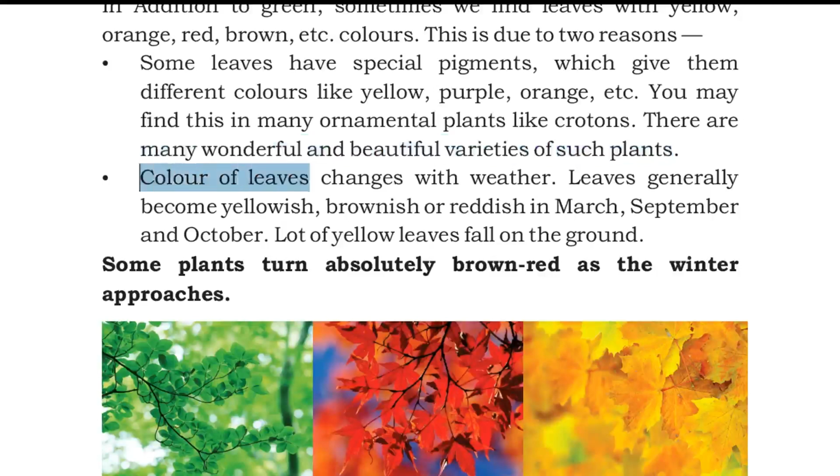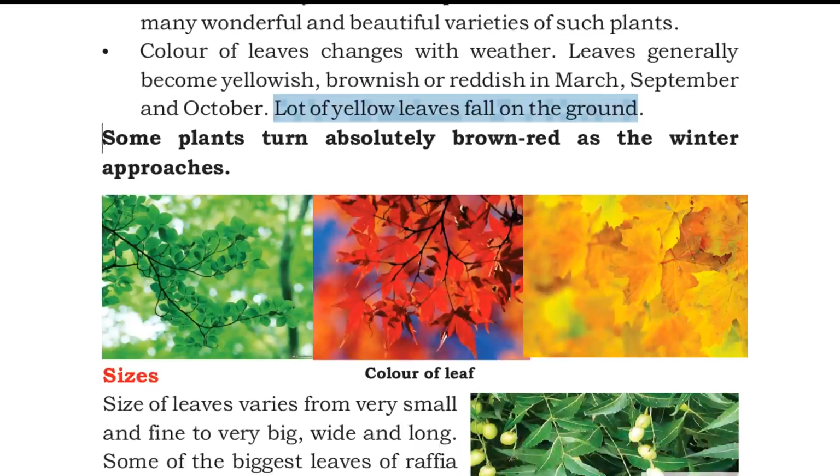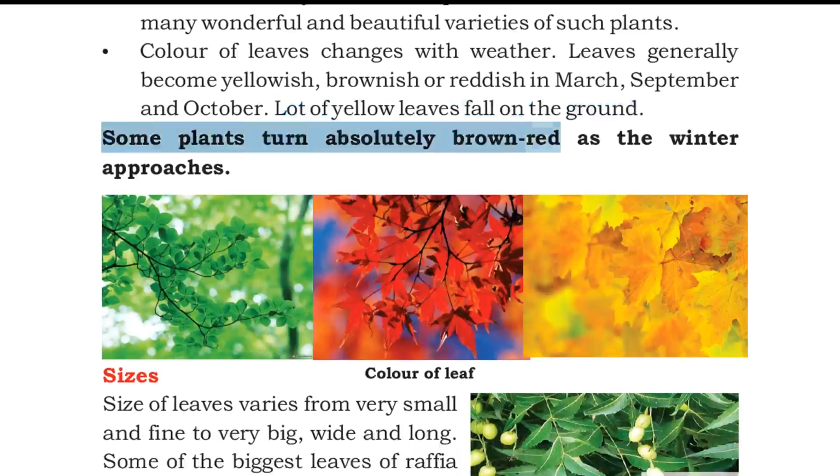The color of leaves changes with weather. Leaves generally become yellowish, brownish or reddish in March, September and October. A lot of yellow leaves fall on the ground. Some plants turn absolutely brown red as the winter approaches.